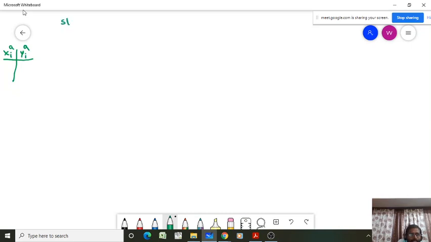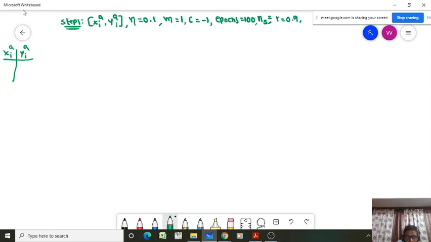Step 1, similar to the remaining algorithms: you have to read the data set xi and yi, read your learning rate eta equal to, say, 0.1, read the initial values of the learning parameters m equal to 1 and c equal to minus 1, and also define the number of epochs, let us assume it is 100, and initialize the number of samples in the data set, whatever it may be. What else do we have to initialize? Gamma, thank you. So we have to initialize gamma equal to 0.9, and what else?